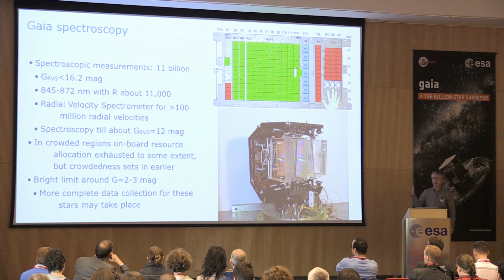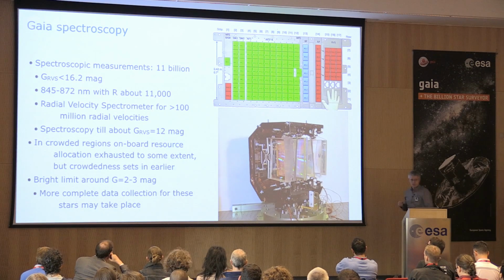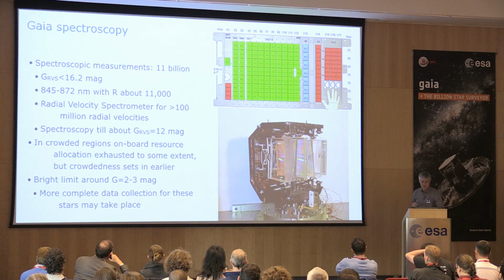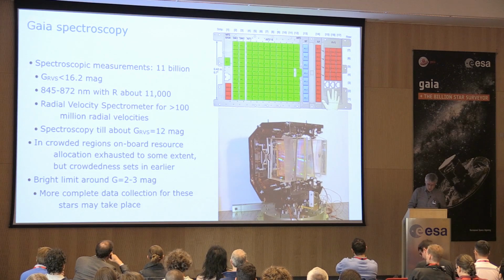Again, the same selection at the bright end. We have no spectra for stars brighter than 2 to 3 magnitude because that's selected upfront on board. And when we are looking at this more complex data collection, it's a technical open issue yet, we might also get it for the brighter stars, but it's not really our goal to do that.